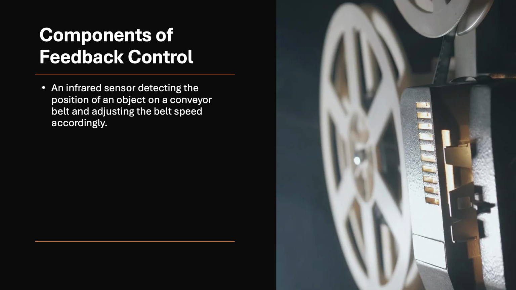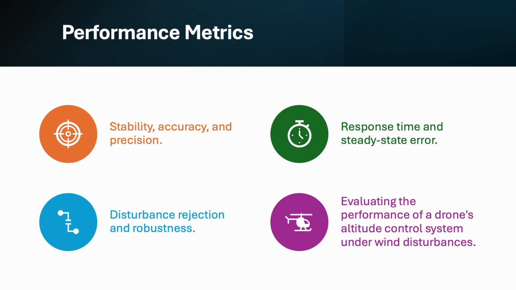The components of feedback control, as discussed in the previous example: an infrared sensor detecting the position of an object on a conveyor belt and adjusting the belt speed accordingly is another example for you to think about. Performance metrics: stability, accuracy and precision, response time and steady state error, disturbance rejection and robustness. Evaluating the performance of a drone's altitude control system under wind disturbances is an example of all the earlier mentioned.